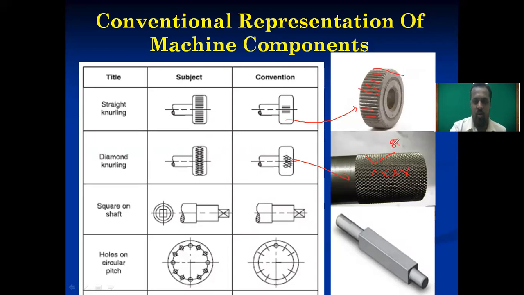Okay, now we have to show this knurling in the form of the BIS convention. How to represent this knurling in the form of the BIS convention? See, this is the example for the diamond knurling, and this is the example for the straight knurling.